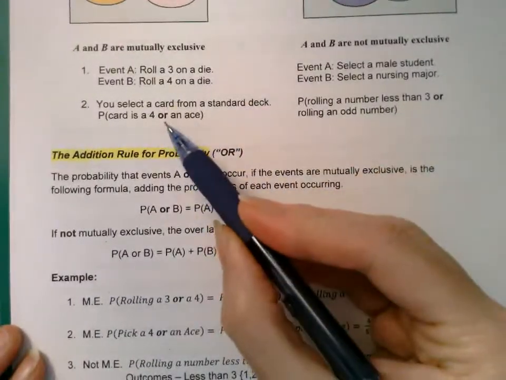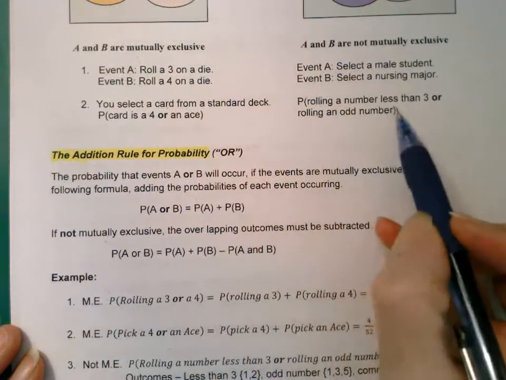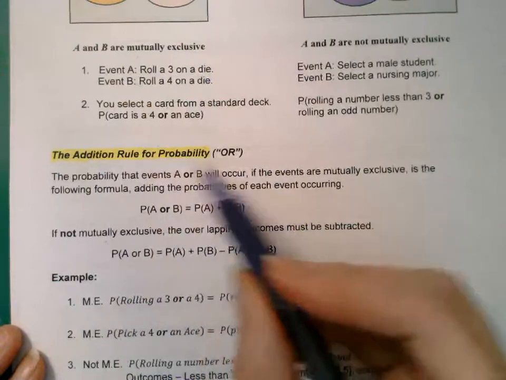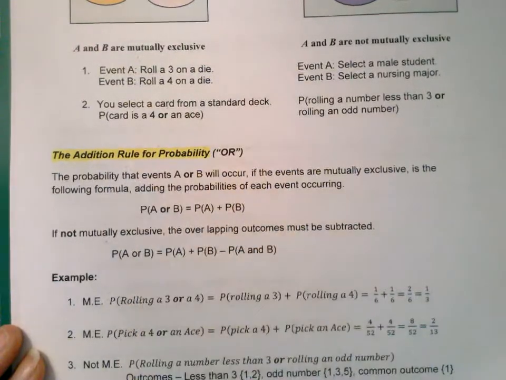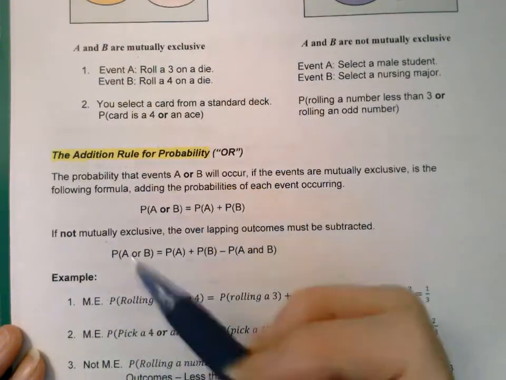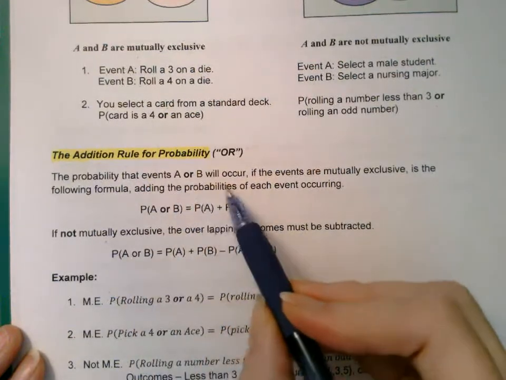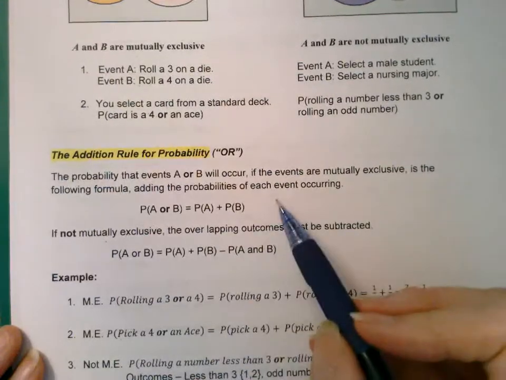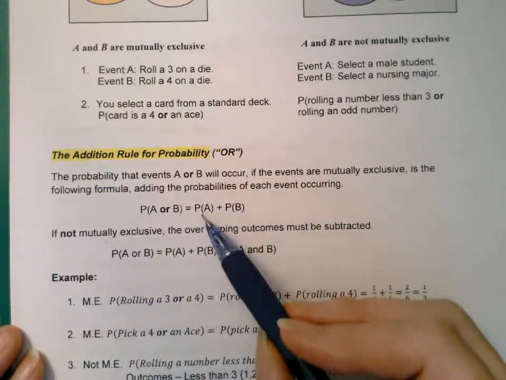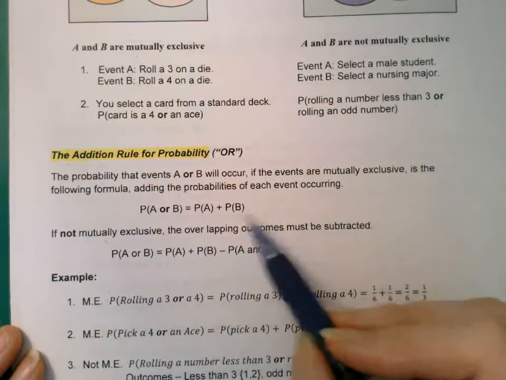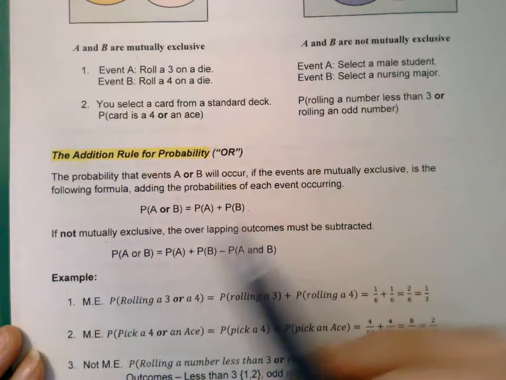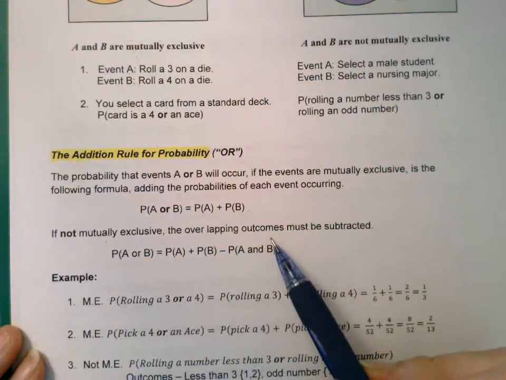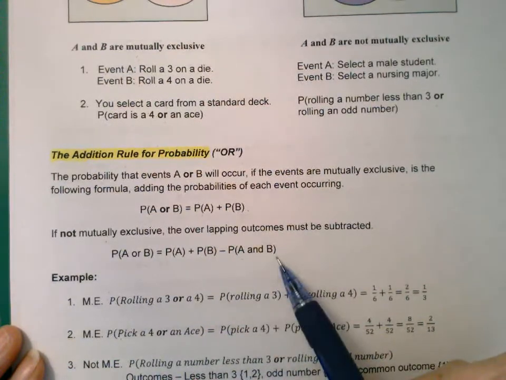Notice they're using the word "or" in these. When you have an "or," we're talking about the addition rule for probability. The probability that events A or B will occur, if they're mutually exclusive, is the following formula. You're just adding each probability from each event. If they are not mutually exclusive and there's overlapping outcomes, they must be subtracted back out.